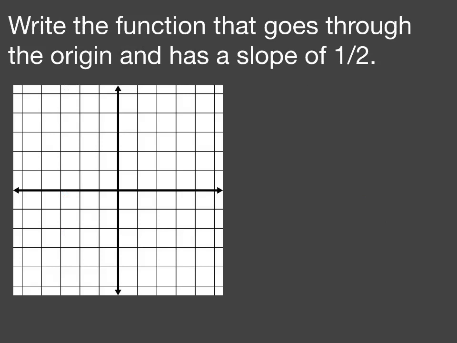So the first problem: write the function that goes through the origin and has a slope of 1 over 2. It says goes through the origin. The origin is the very middle of your graph. So if it's going to go through the origin, that means there's going to be a point at the origin. It also has a slope of 1/2. Remember, slope is rise over run. So the top number tells me I'm going to go up 1 and then to the right 2 to make more points. So we are taking this description to make a graph.